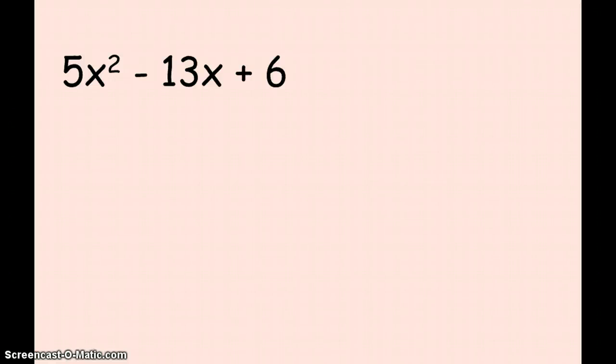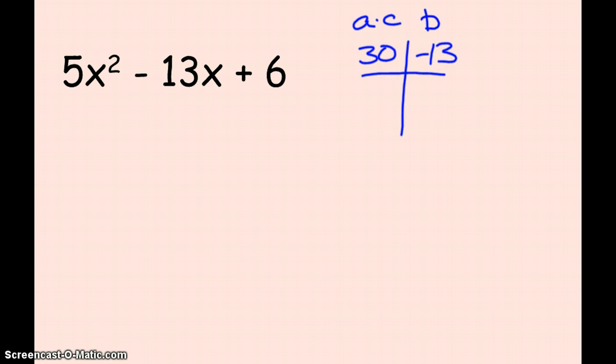Again, we start with a wonderful t-chart. And again, in the upper left, it's a times c. In this case, 5 times 6, which is 30. And we want that to add up to negative 13, because that's our b. So what factors of 30 will add up to negative 13?